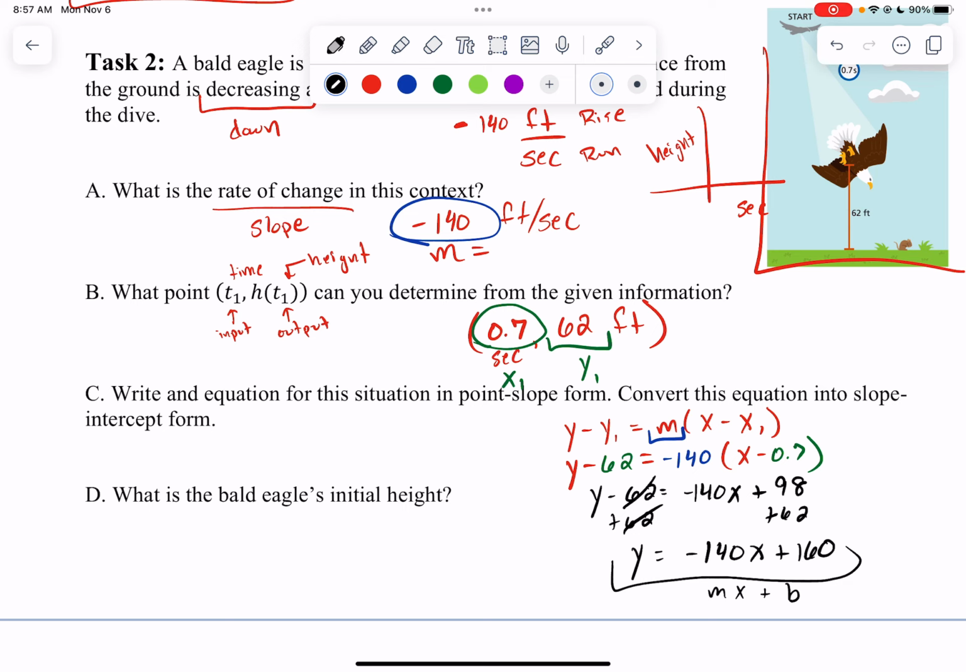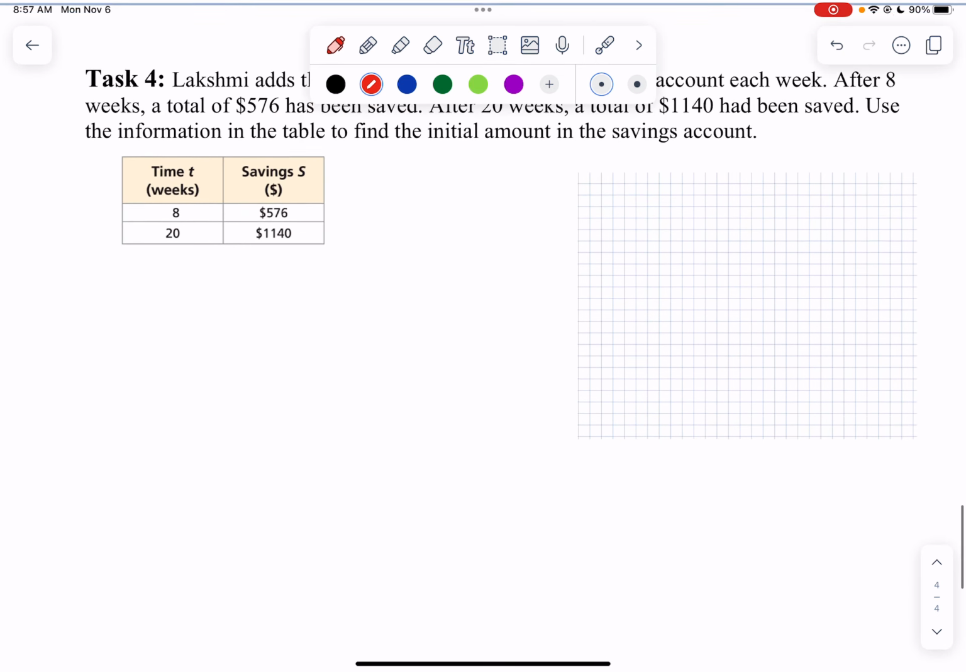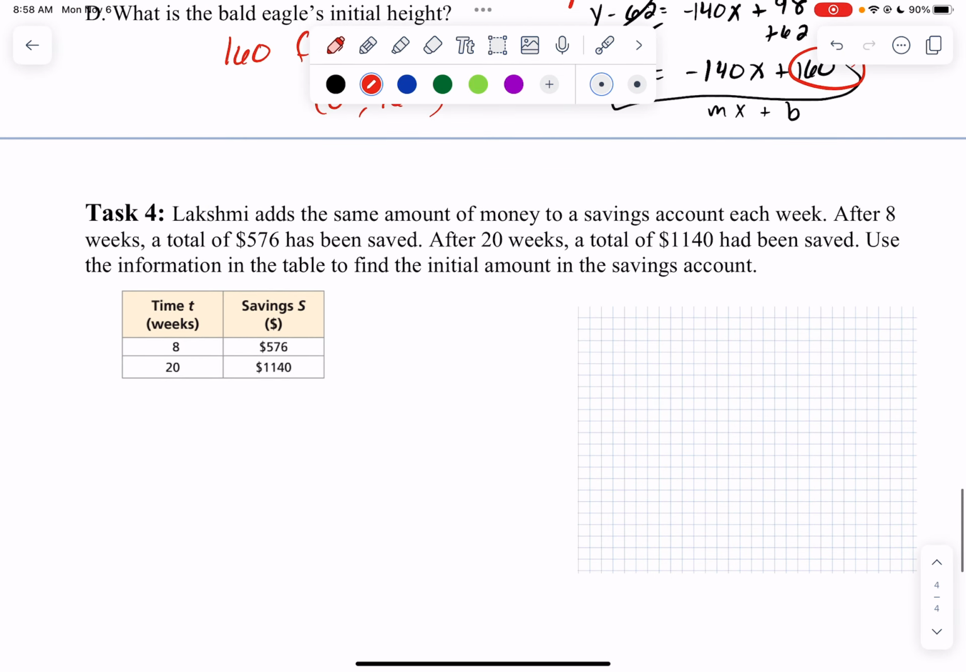What is the bald eagle's initial height? Well, there it is. I've got it. 160 feet. It's the y-intercept. That's its height at time 0. Time 0, it's at 160. Okay, now this next one, I want you to do on your online textbook.